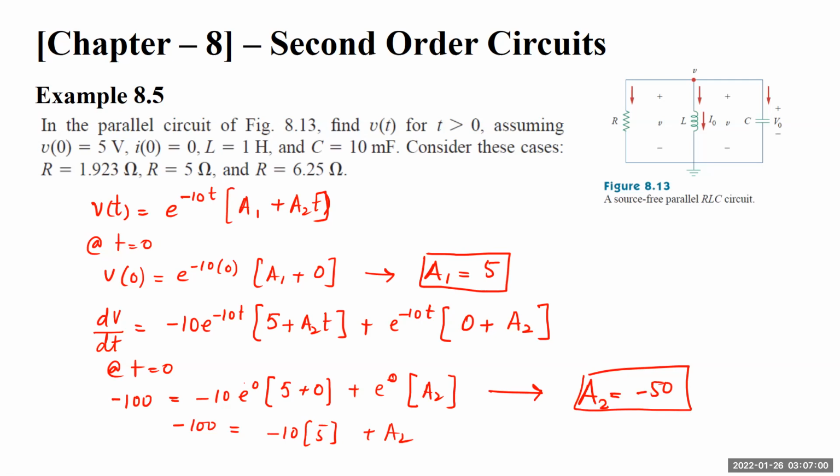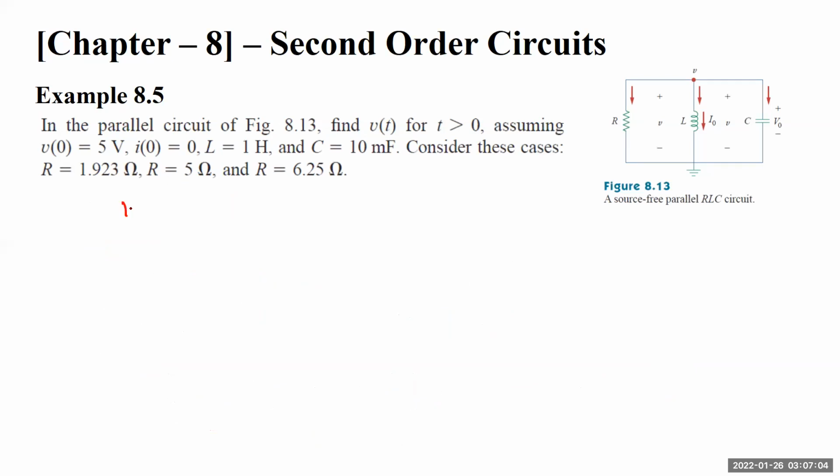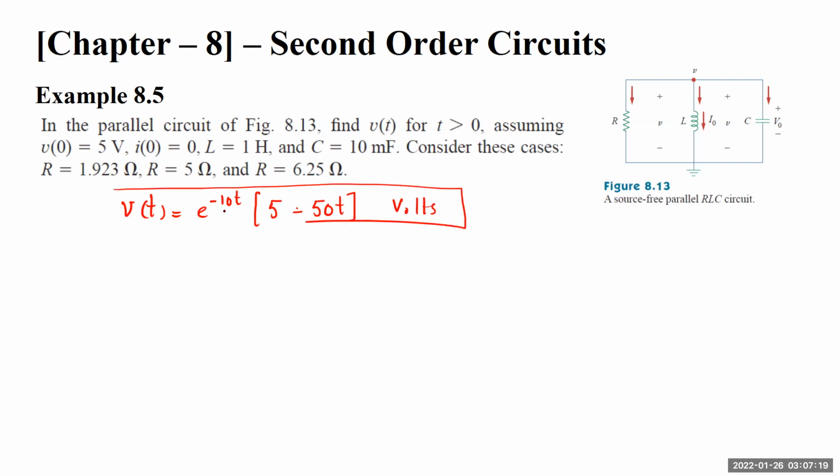So from here, what we get if we solve is v of t equals e raised to power minus 10t times (5 minus 50t). So this is the response for our case, and this is the critically damped response. So this is how the response will look.